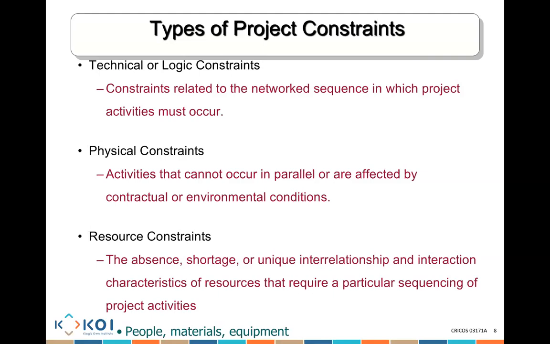From another perspective, there's a resource constraint, which means I don't have the resource. It's not even available. The absence, the shortage, the unique interrelationship and interaction characteristics that we need. So that resource simply is not there. That person we don't have. That extra material we don't have. That equipment we don't have. It's not like we have it and it's somewhere else, like the physical constraint. We just don't have those extra resources. And because we don't have them, we need to start thinking, how do we deliver our project within specific expected timelines?